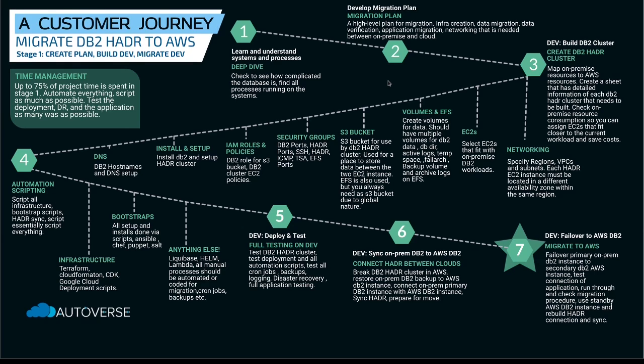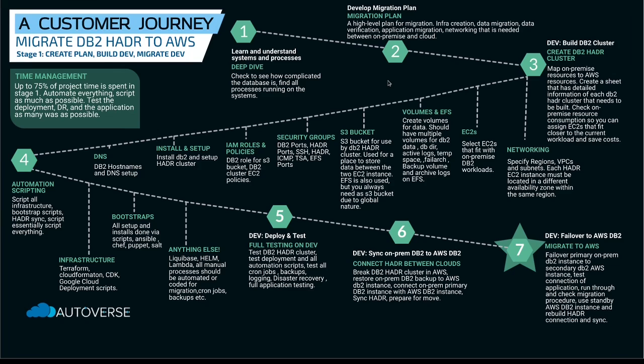And so since they wanted a live migration, the plan I created was to set up HADR on-premise with a standby server in AWS. Have it synced up, have them communicating, have the primary communicating changes to the standby within AWS.